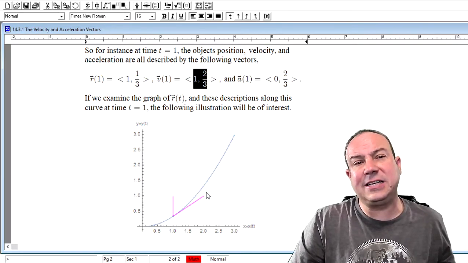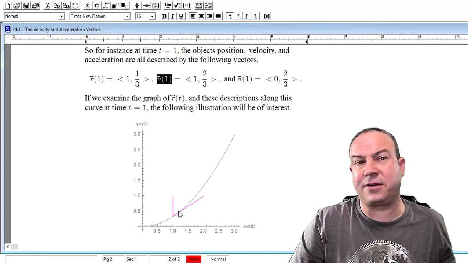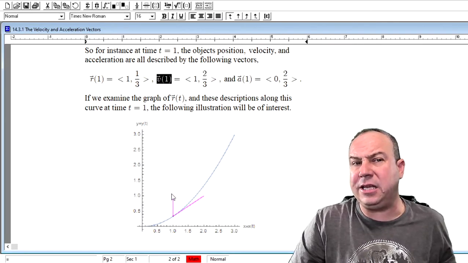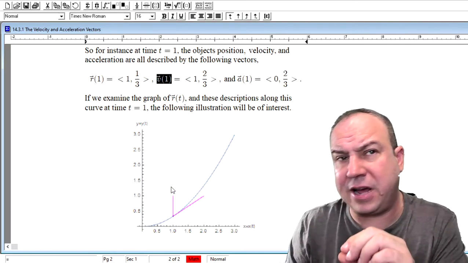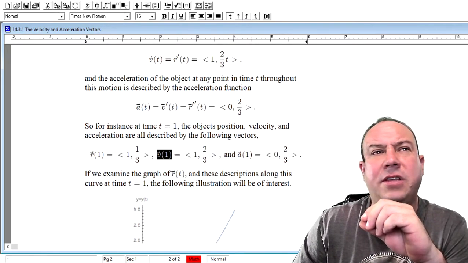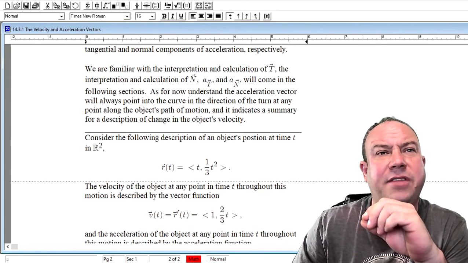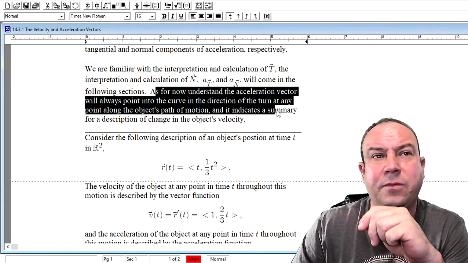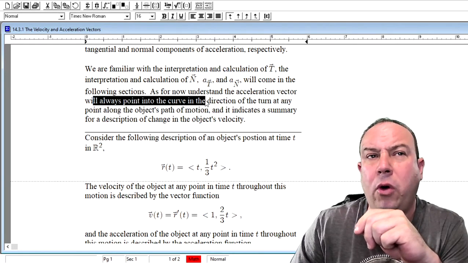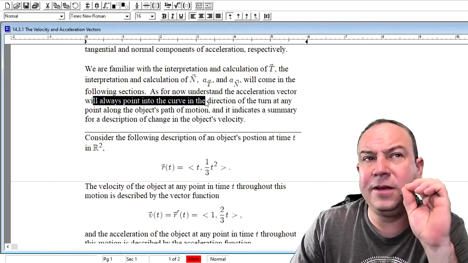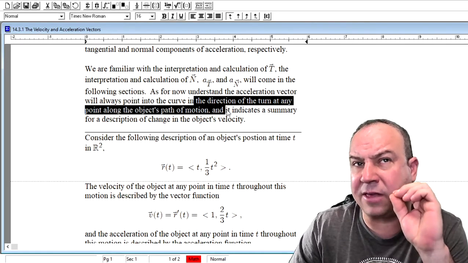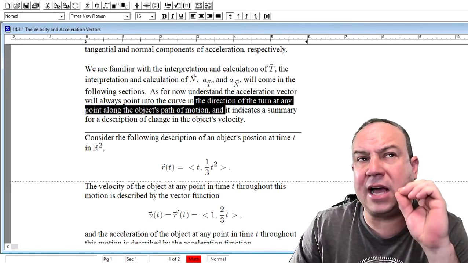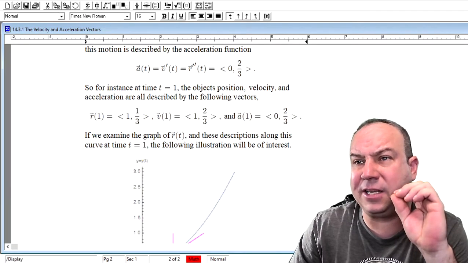So if this is the tangent vector, that is our velocity vector, the vector actually pointing into the turn is always going to be your acceleration vector. And I may have glanced over this up above, but in terms of the acceleration vector, right, it's always going to point into the curve, into the direction of the turn at any point along the object's path of motion. And it's going to summarize this change in the object's velocity, right?